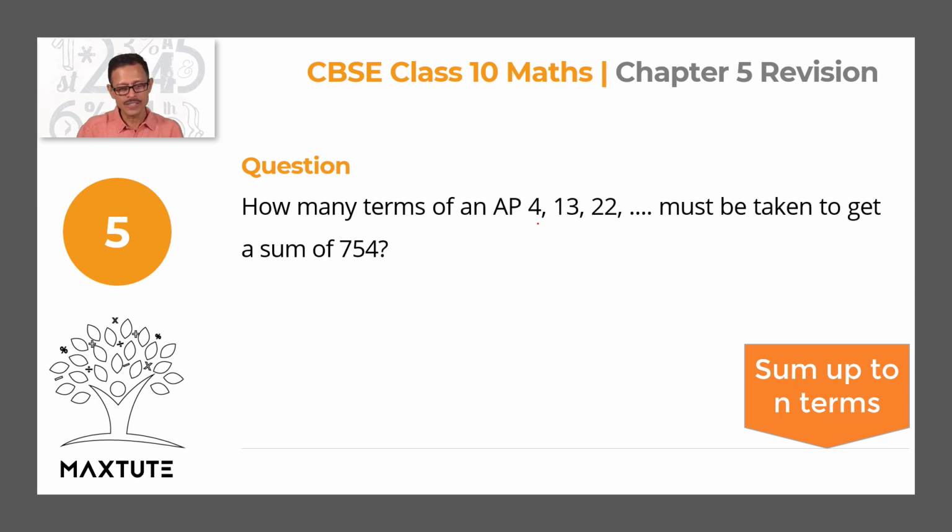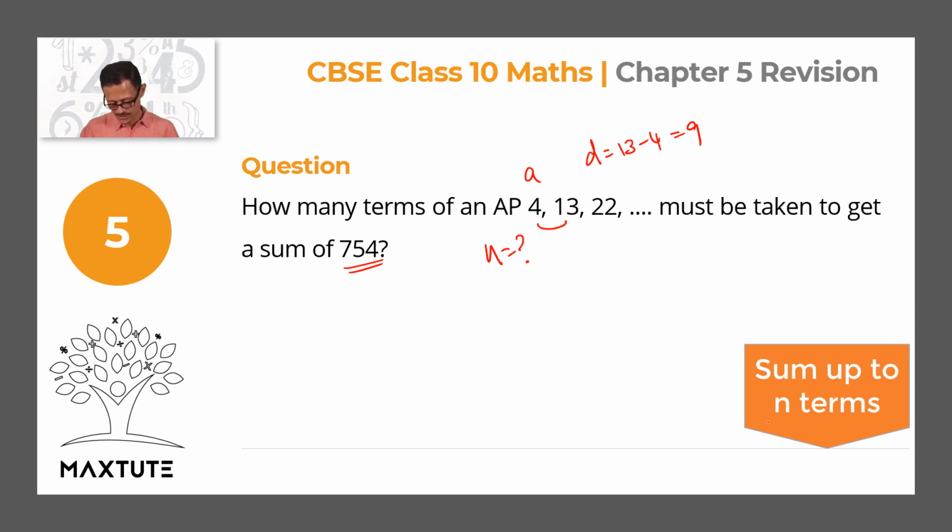How many terms of the AP 4, 13, 22 must be taken to get a sum of 754? They've given us the sum, and they've told us what the AP is in some way. The first term is equal to 4. The common difference is the difference between these two: 13 minus 4, which is equal to 9. So we know the common difference. We know the first term. We know the sum. What we need to find out is basically what n is.